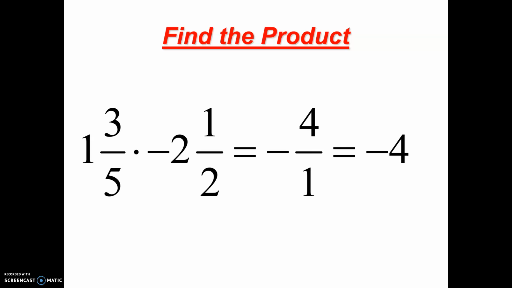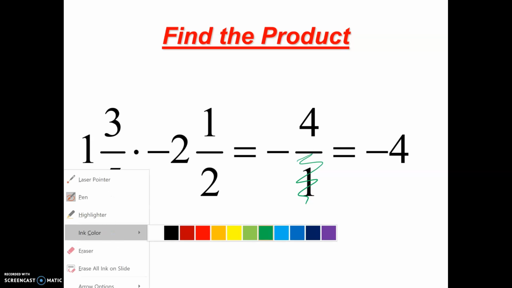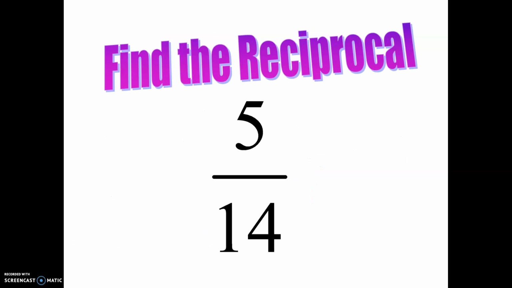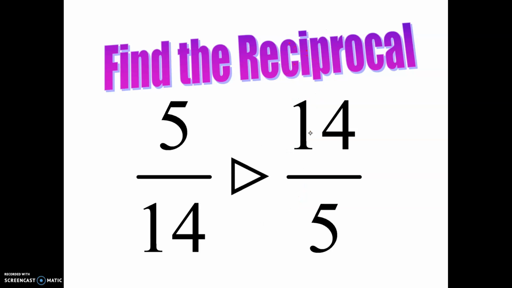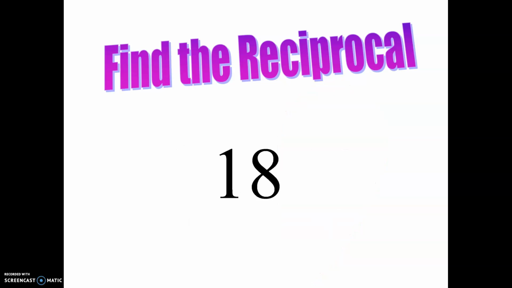So we get negative 4 over 1, which simplifies to negative 4. All right, let's get ready for some division stuff. Find the reciprocal of this. Remember, reciprocal is like saying the reciprocal. So we just need to flip this. No signs, just keep change, flip. The reciprocal of 5/14 is 14/5.